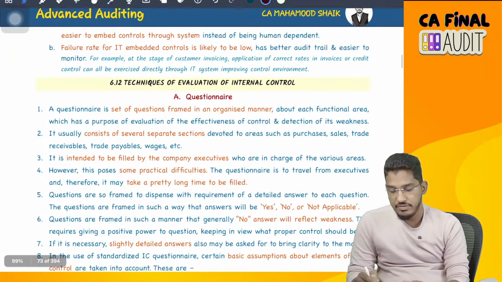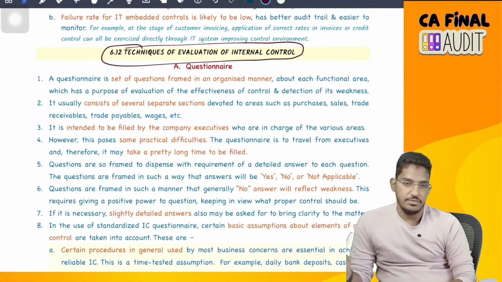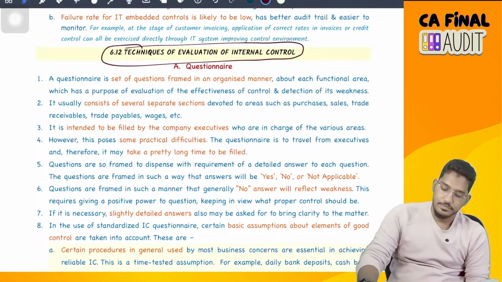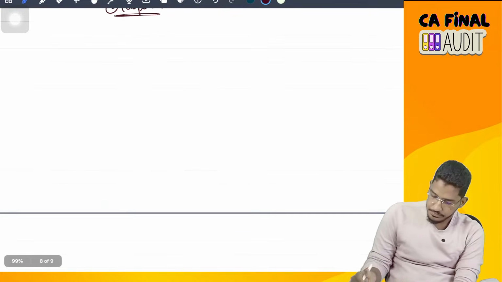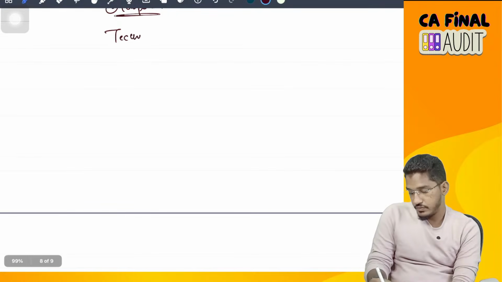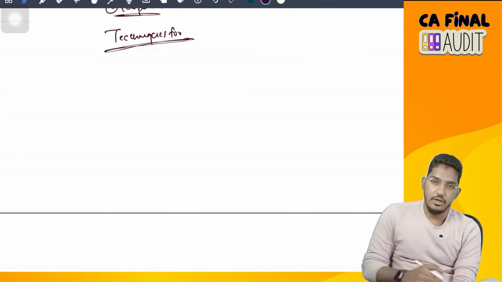Now one more last aspect which I want to cover from the internal controls is, what are the various techniques for evaluation of internal control. So this is also one such important area. Techniques for evaluation of internal control.